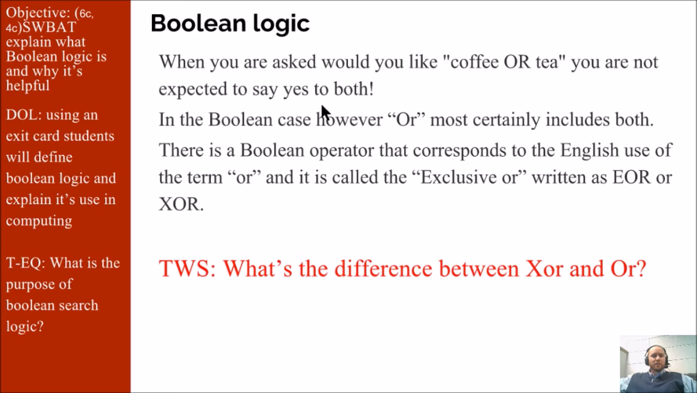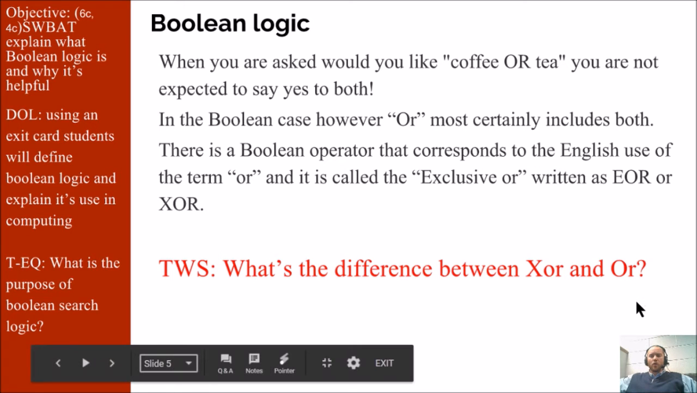So Boolean logic, when you're asked, would you like coffee or tea, you're not expected to say yes to both, right? In the Boolean case, however, the or most certainly includes both. So instead, there's a Boolean operator that corresponds to the English use of the term or, and it's called an exclusive or, written as EOR or XOR. A lot of programmers are going to just say XOR. So what's the difference between XOR and OR?